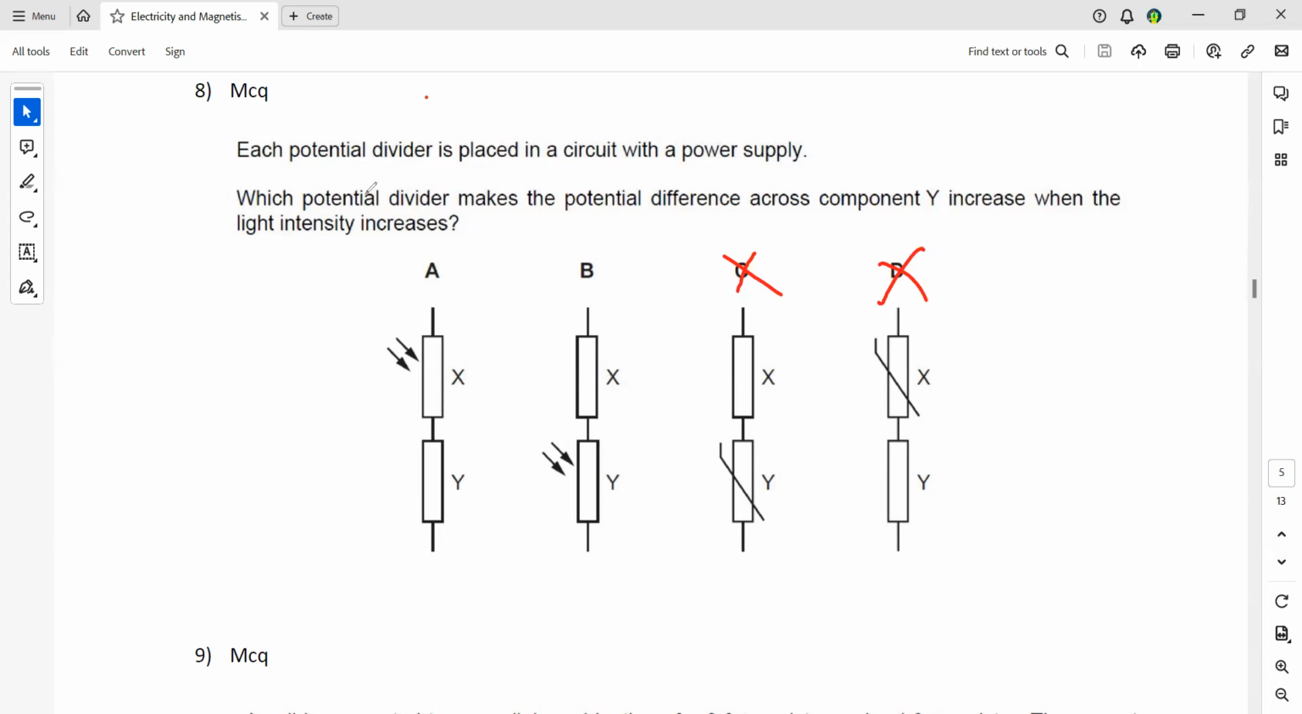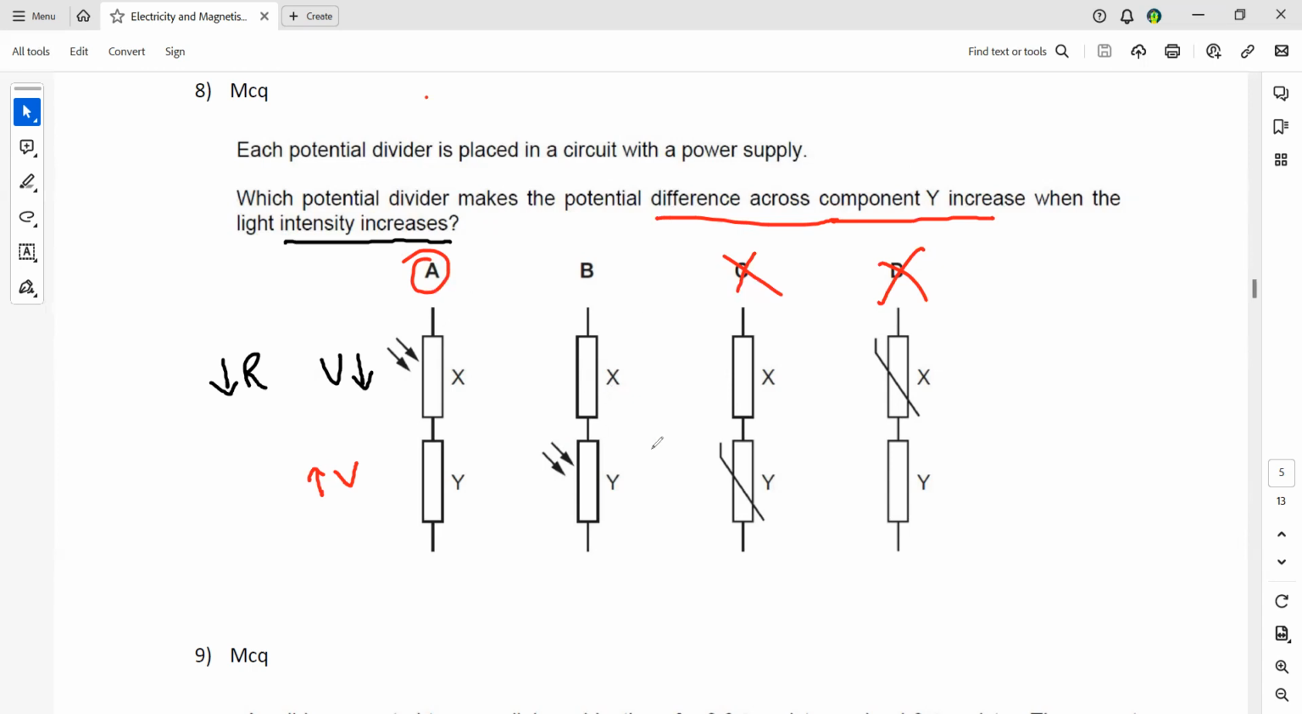Now, when we check the options, if the light intensity increases, what happens to the resistance of the LDR? The resistance of the LDR will decrease. If the resistance of the LDR is decreasing, what happens to the voltage across the LDR? That will also decrease. And what happens to the voltage across the fixed resistor? Because in a potential divider circuit, if the voltage across one component decreases, the other component's voltage will increase. And in the question we want the potential across Y to increase. So A is the right answer.